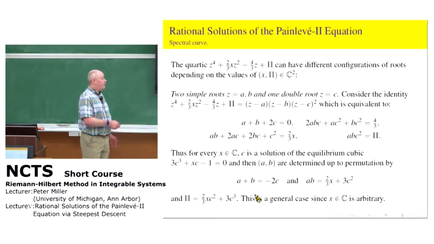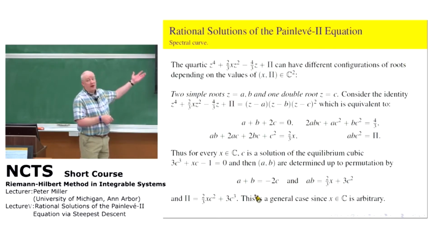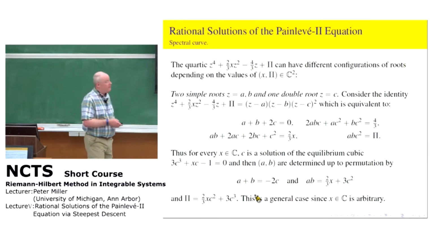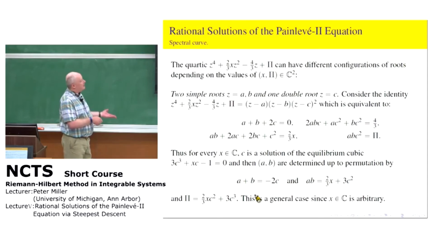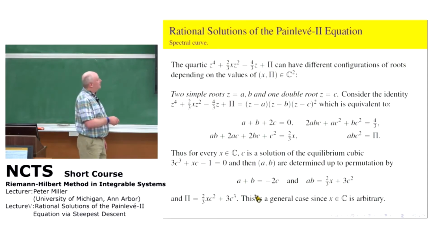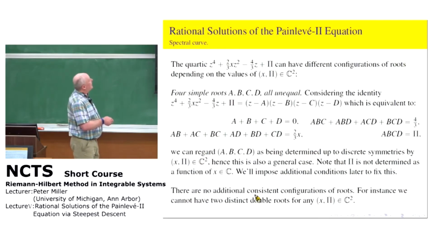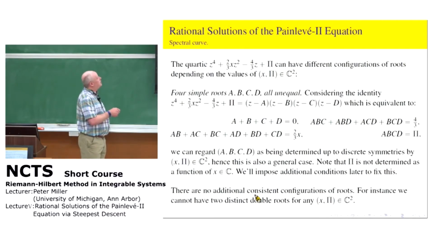We don't get any information about x, but given an x in the complex plane, we could try to use this kind of configuration of the spectral curve to solve the Riemann-Hilbert problem. It's an option that we have, and it involves this equilibrium solution of the approximating differential equation, as it happens. You could also have a configuration with just 4 simple roots, all of them unequal.